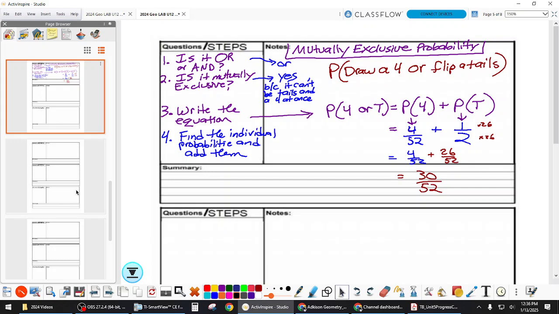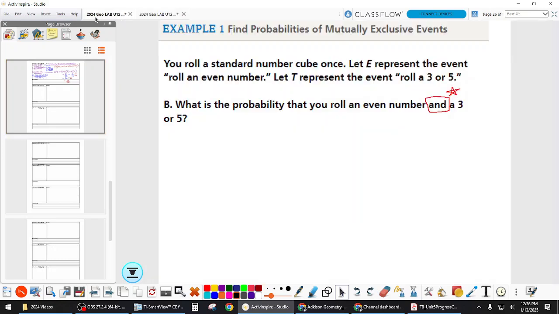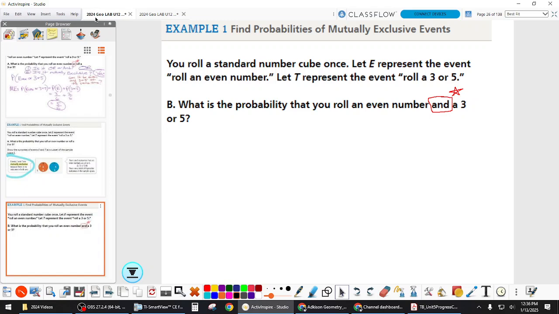Any questions on this example? Okay. All right, well, see what you can come up with on this one. Read carefully. We're just going to pause here and do this kind just to point out something, and then we'll come back to this in a minute. So what is the probability that you roll an even number and a 3 or 5 on a regular die? An even number and a 3 or 5. You roll it once. Don't overthink this one. What does it mean to roll an even and a 3 or 5?